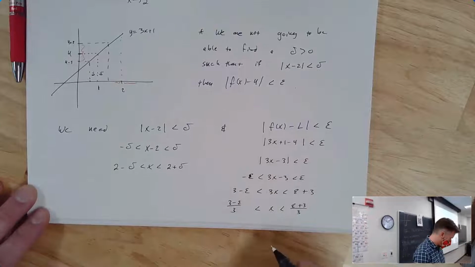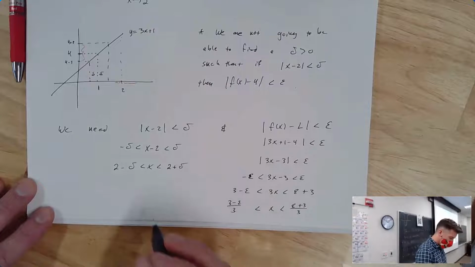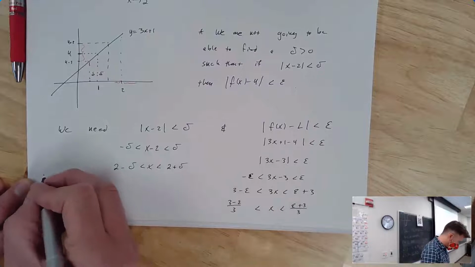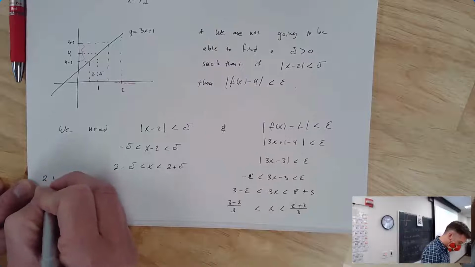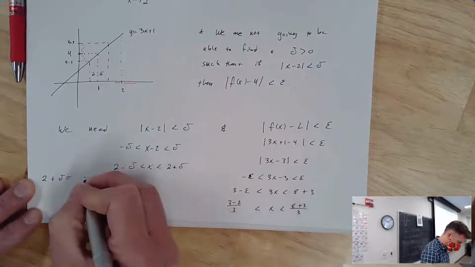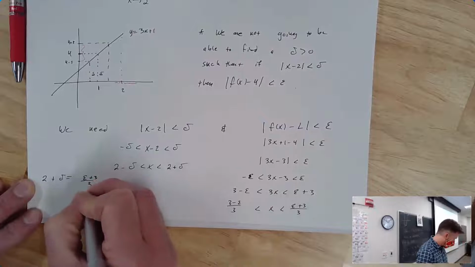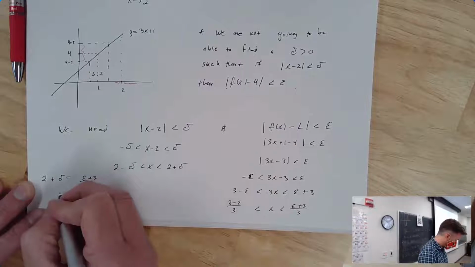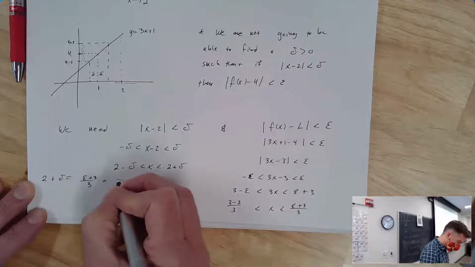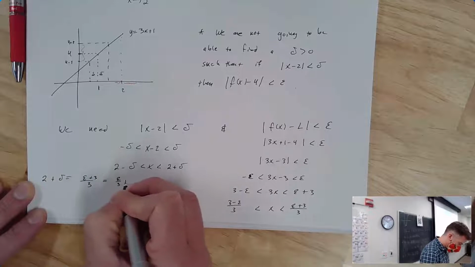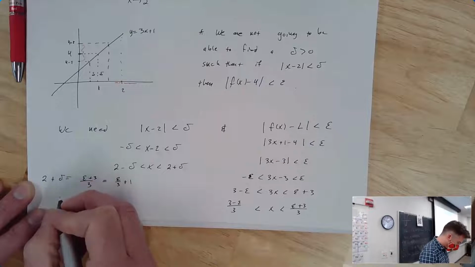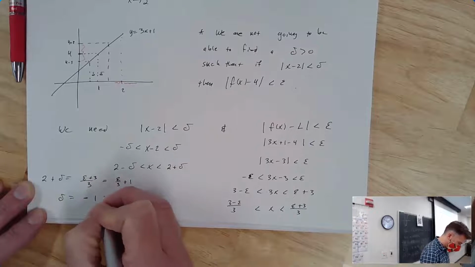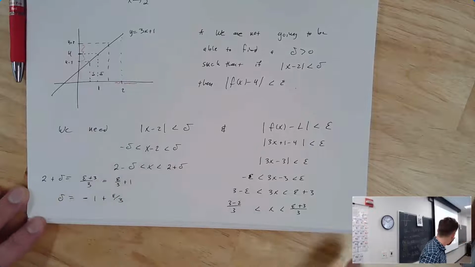So then I'm going to set, well, really either one, I'm going to set this equal to that and this equal to that. So when I set 2 plus delta equal to epsilon plus 3 over 3, let's see what I get for delta. I'm going to do a little bit of simplifying here. This is really epsilon over 3 plus 1. And solving for delta, delta equals negative 1 plus epsilon over 3.